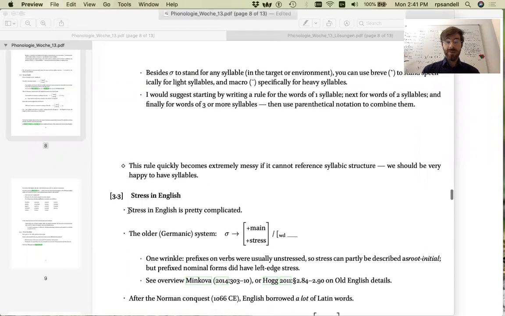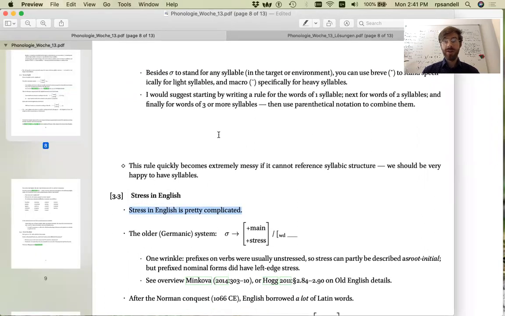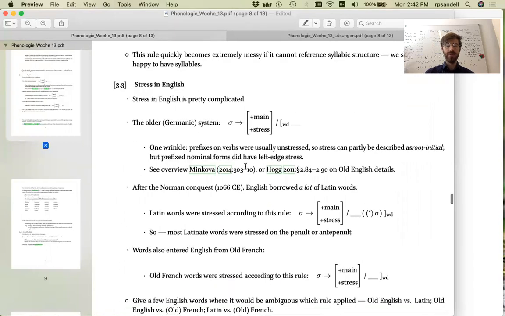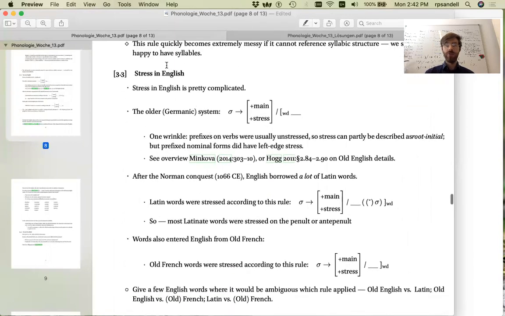The fact is that the assignment of stress in English is pretty complicated, and attempts to deal with the assignment of stress by rule in English. There is a very famous example of an enormously complicated rule in Chomsky and Halle's stress pattern of English, which reveals that coming up with a unified treatment of stress in English is very difficult. What we're just going to consider today is in part some change in the assignment of stress in English.